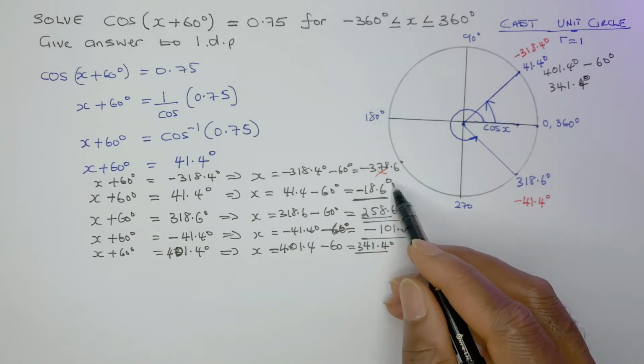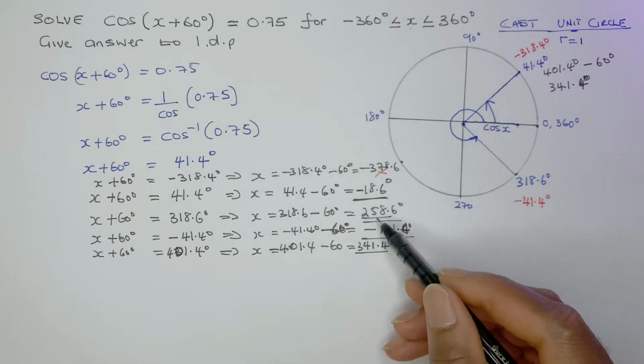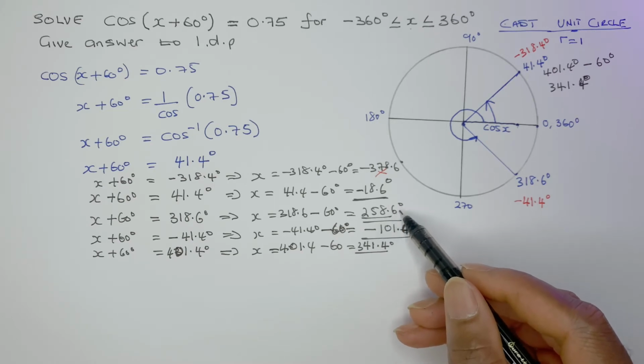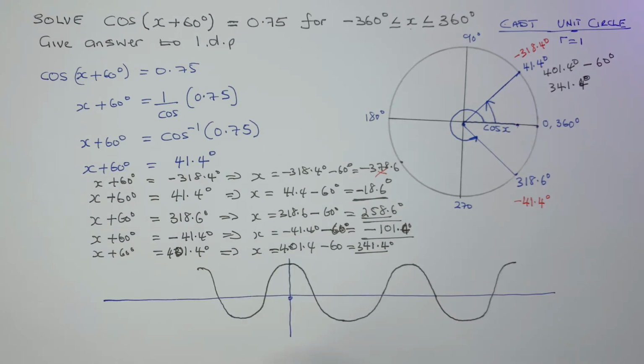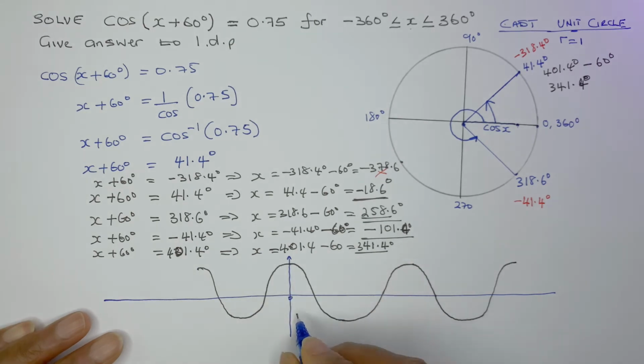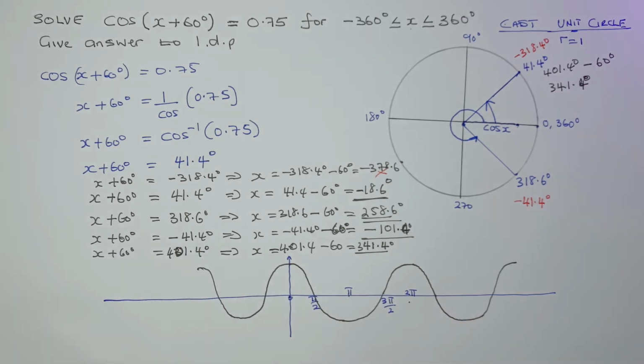Minus 18.6 degrees, minus 101.4 degrees, 258.6 degrees, and 341.4 degrees. So another way is to use a cosine function here. With this cosine function, cosine of 0 is 1. And this is pi over 2, this is pi here, this is 3 pi over 2, and this is 2 pi, and 2 pi is 360.